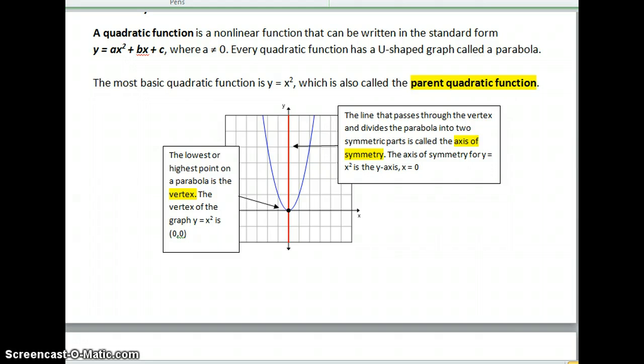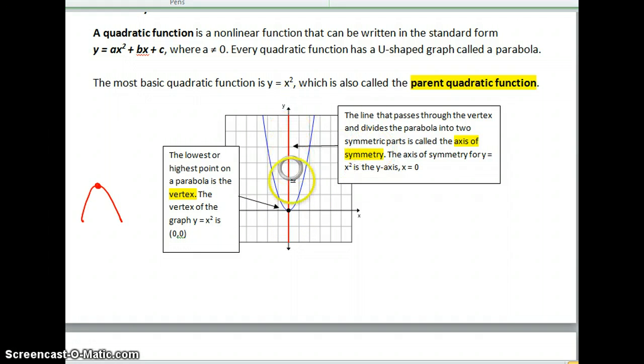So a couple things I want to point out to you all as you're looking at this. This is our parabola. It's opening up. The vertex is right here. It's going to be the lowest point if it opens up. If it was opening down like this, then your vertex would be that point, the highest point for that point. What else? The vertex for this particular one is 0, 0.